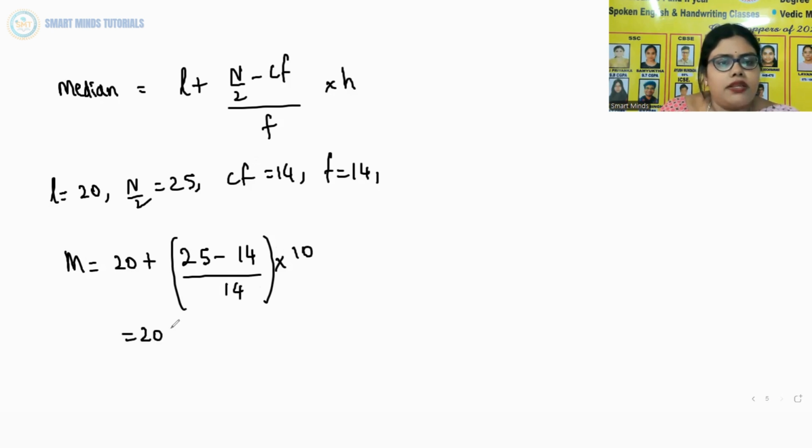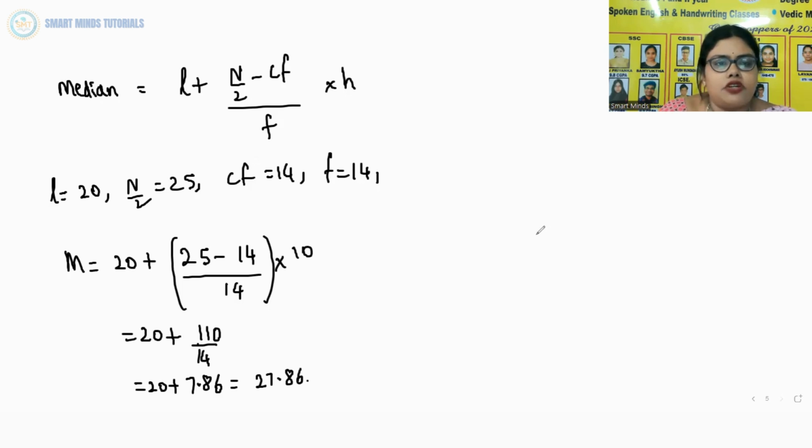So that is 20 plus 25 minus 14 is 11 by 14. And 11 into 10 is 110 divided by 14. So if you divide 110 by 14, you will get 7.86. So this is 27.86.